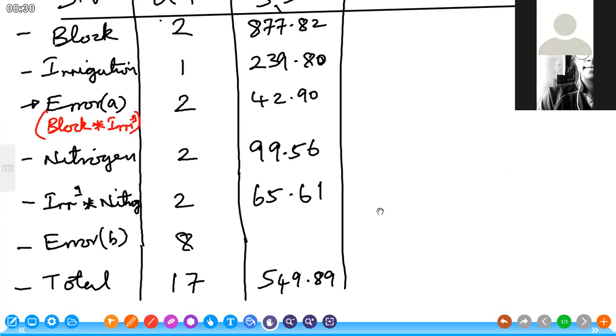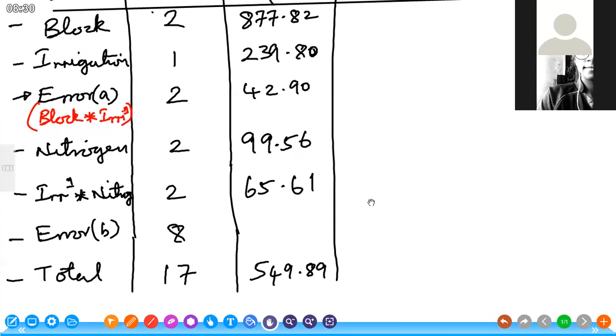So this is my sums of square. So what is the error sums of square? Total minus the rest. Can you calculate and tell me what is the error sums of square? That is total minus rest. Total is 549 minus rest.